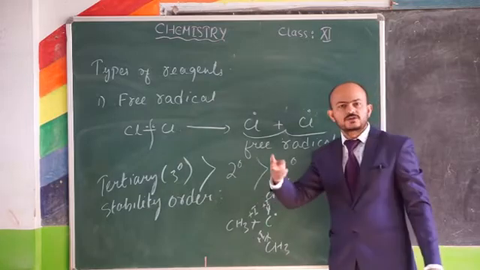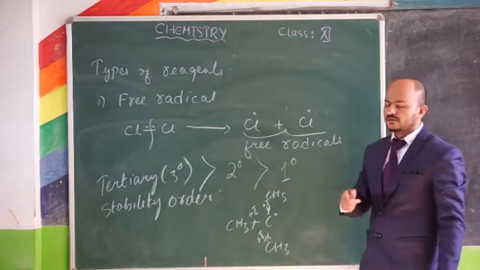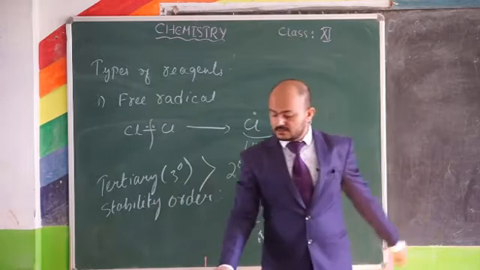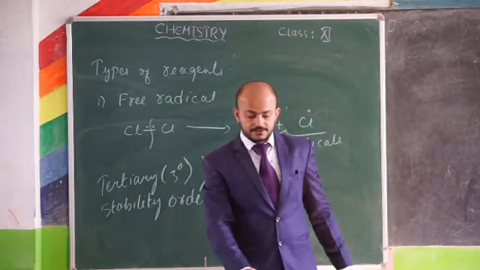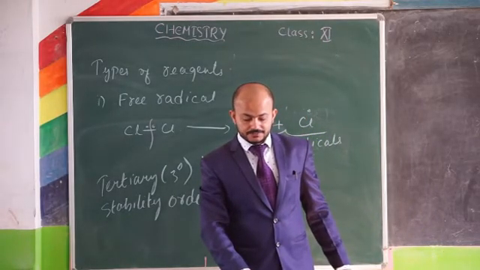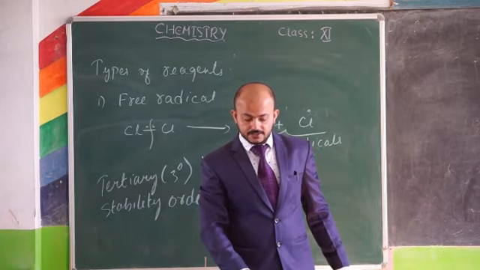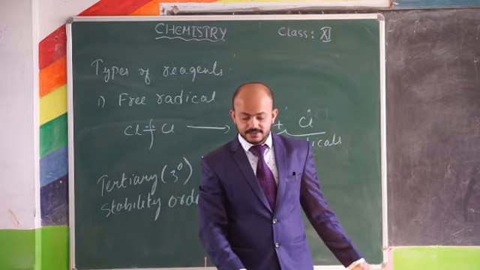Second degree, there will be only 2 plus I effect. Here it will be only 1 plus I effect. Therefore, this stability order is followed by these alkyl free radicals. Now, they have given you the characteristics of free radicals in your book. Please refer to it. Okay? Please go through it. It's very simple.